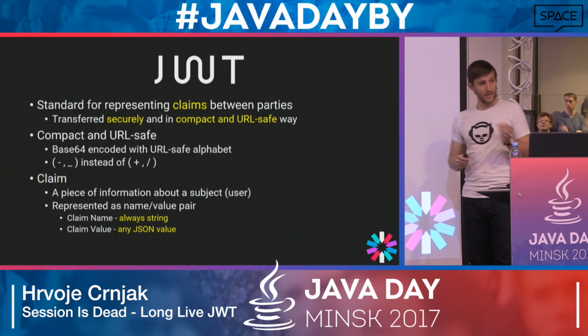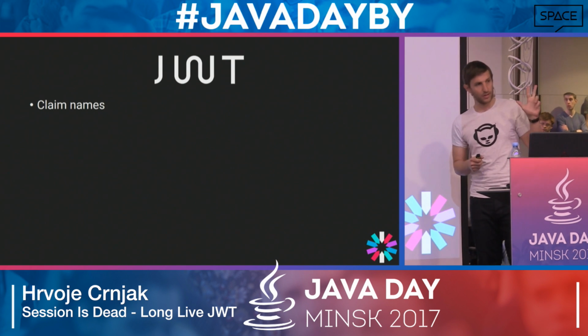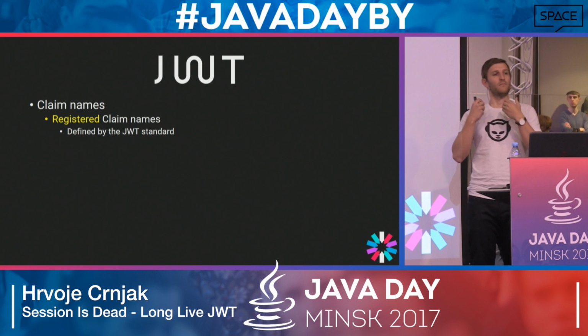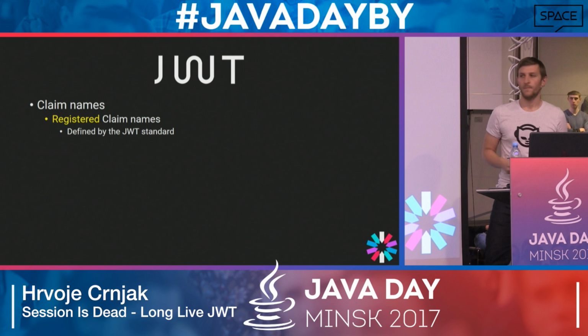Now let's talk about these claim names some more. There are three types of claim names. We have registered claim names. So these would be the claim names that are defined in the JSON Web Token standard itself. You can find them in the standard.